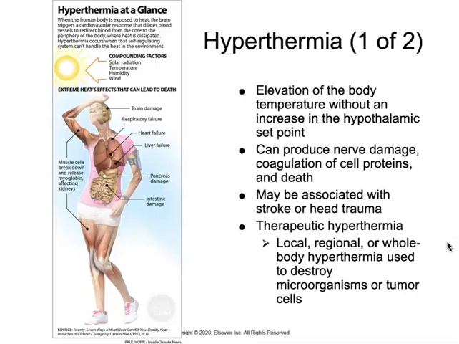And we're talking about a fever that is around 105.8 degrees Fahrenheit or 41 degrees Celsius. And this can even lead to death if we get up to a fever of about 109.4 degrees Fahrenheit or 43 degrees Celsius. Also, having hyperthermia may be associated with a stroke or head trauma. And for a therapeutic hyperthermia, this would mean that we medically induce the hyperthermia to destroy pathologic microorganisms or tumor cells. This could be local, regional, or whole body.